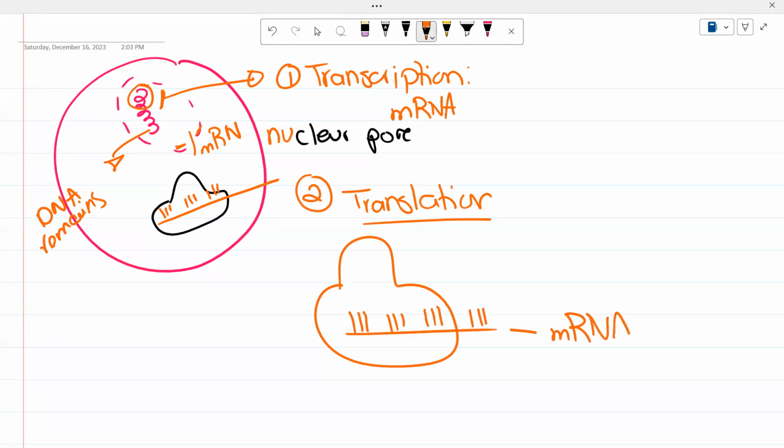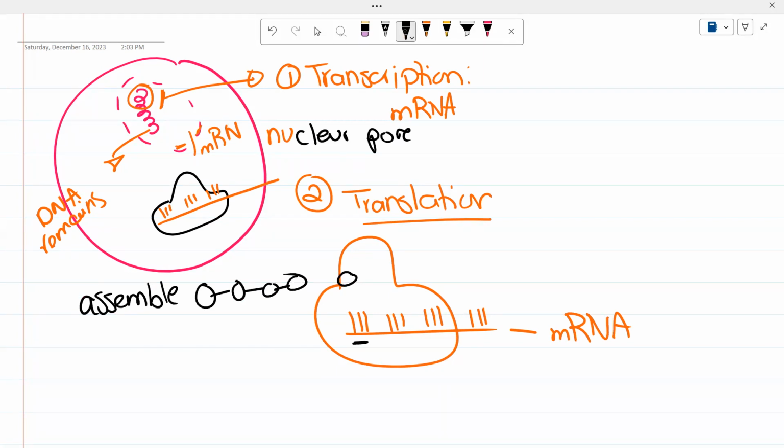Translate the code. Very good. It will translate the message. In other words, it will assemble. What does the ribosome assemble next to each other? Amino acids. Very good.